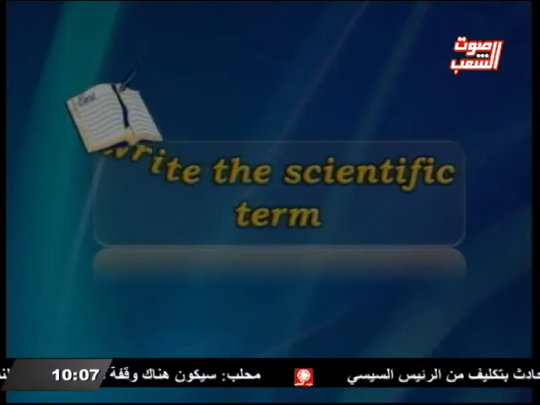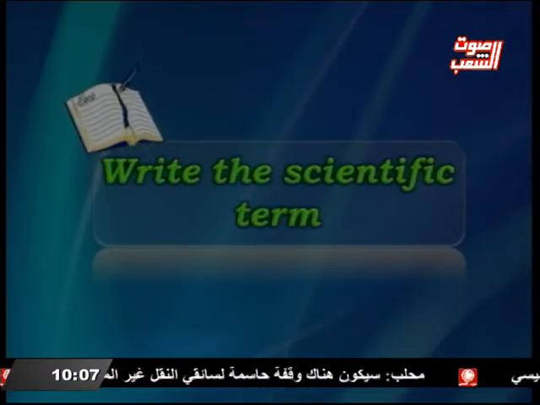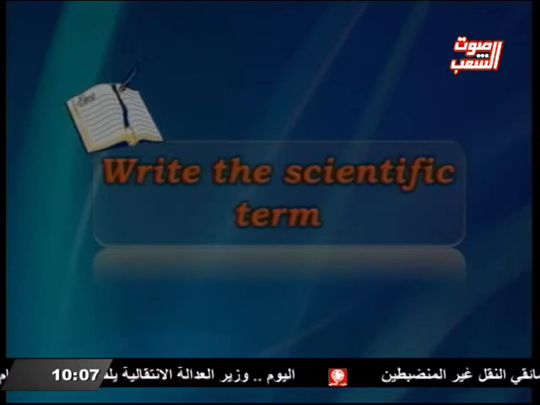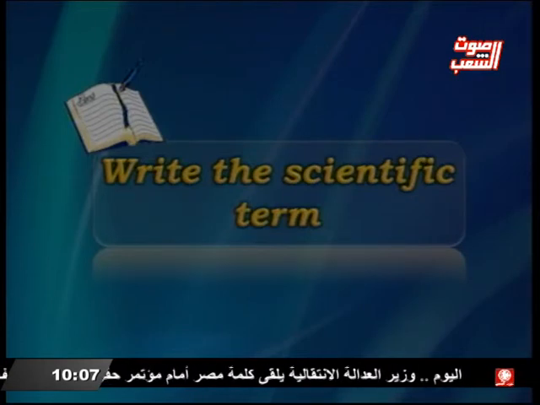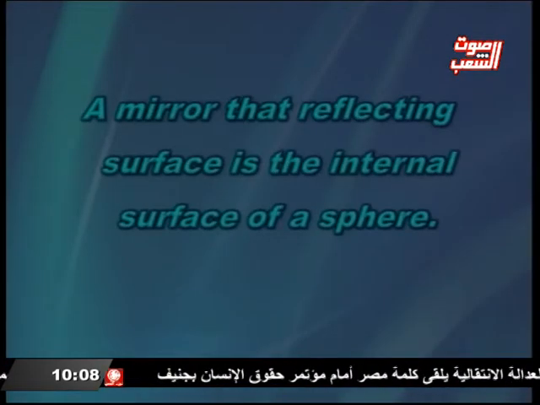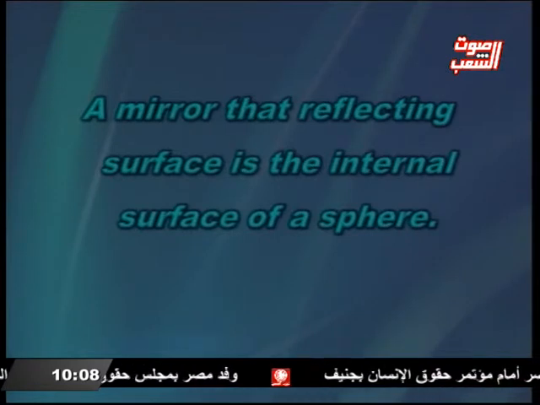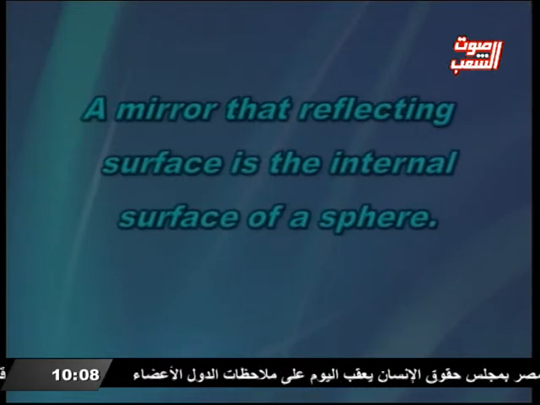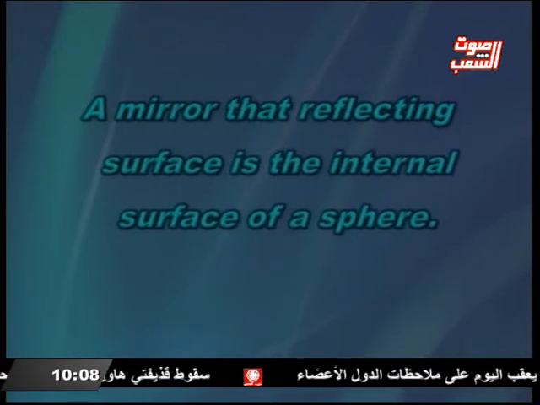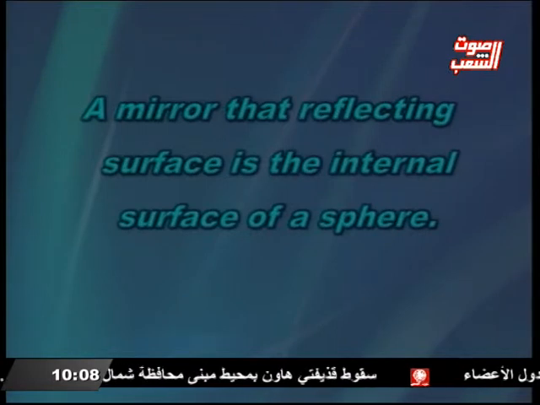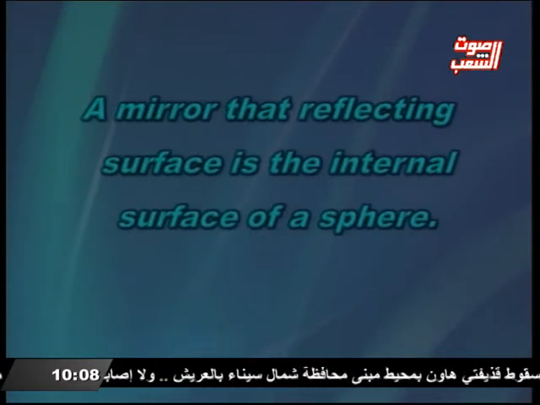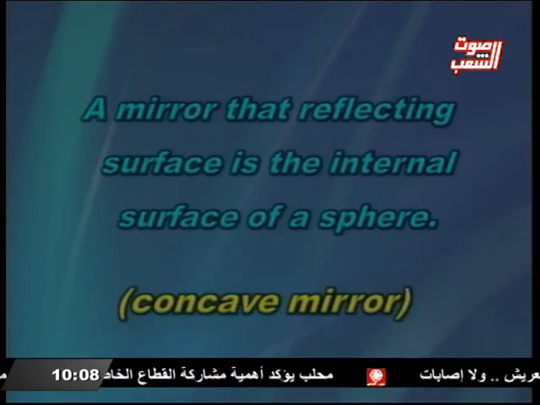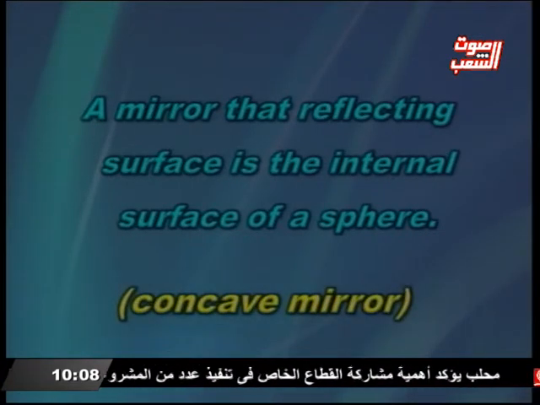Let's go to see the first one. We need the right scientific term, one word for this sentence. A mirror that reflects light rays, whose reflecting surface is the internal surface of the sphere. Internal surface, it means what? Yes, very good. We have a concave mirror. Excellent.